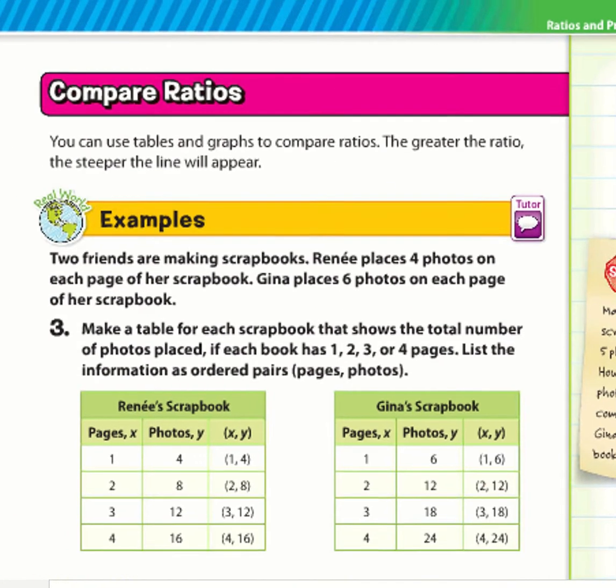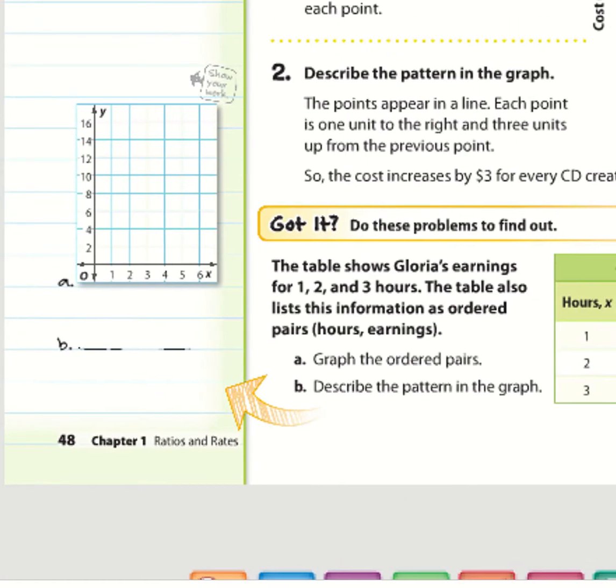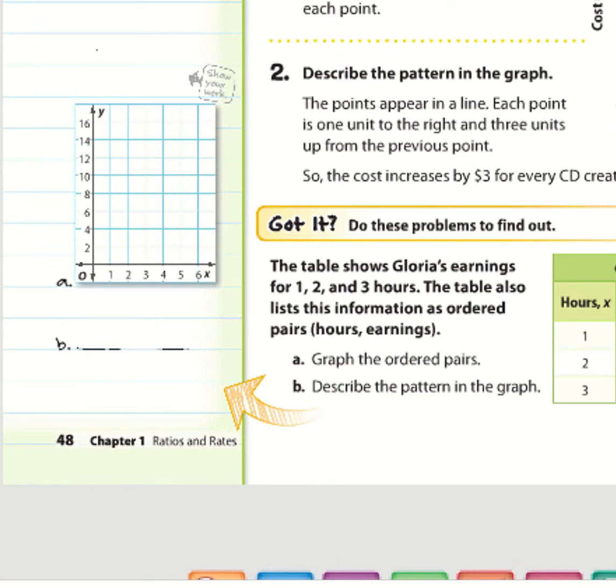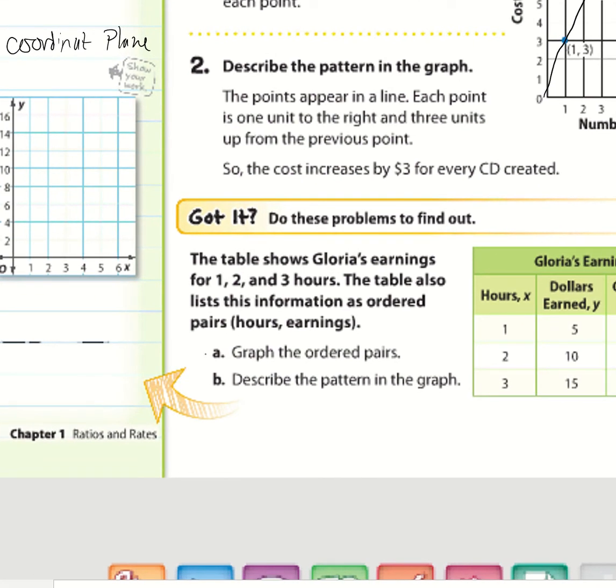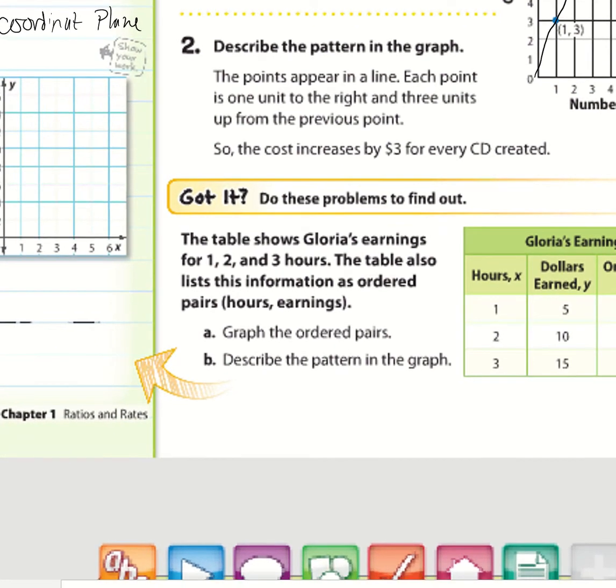So I'm looking at the, got it. It looks like, oh, here it is. So you have a coordinate plane on the left. And we need to graph the information for A and describe the pattern in the graph. So go ahead and try that now.